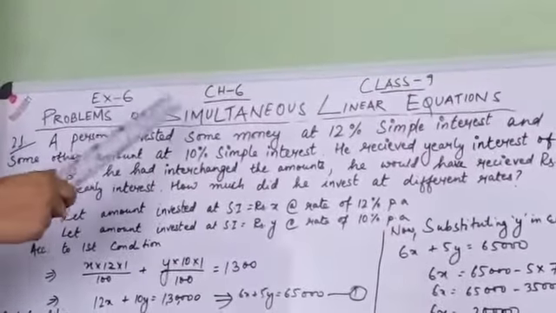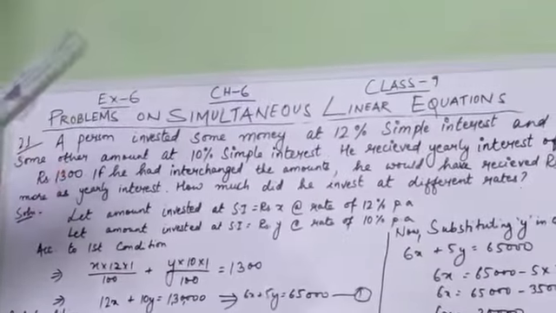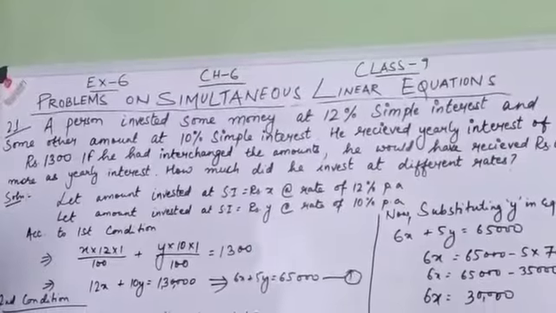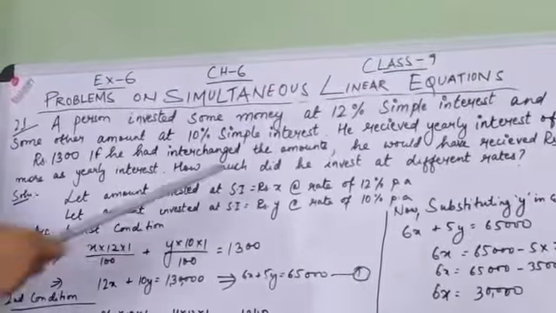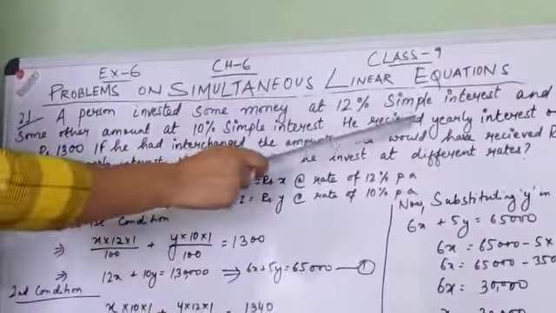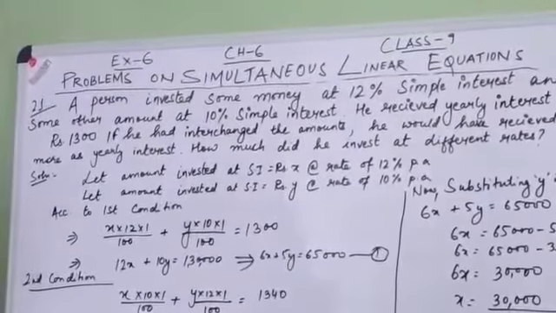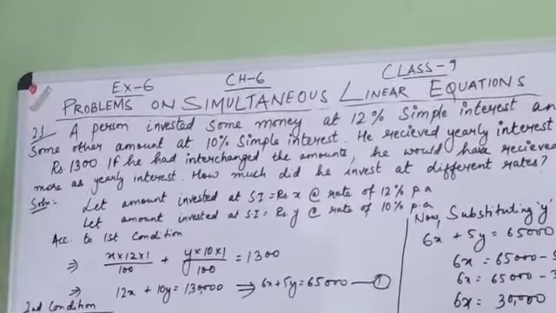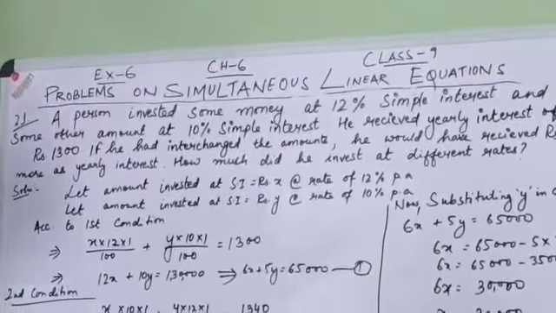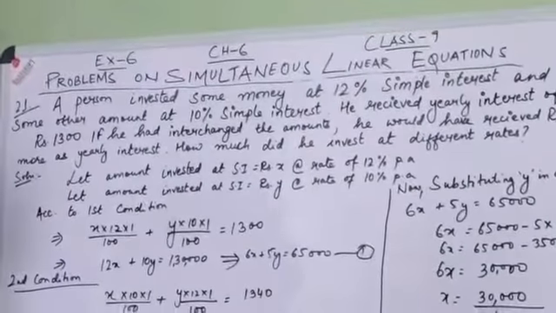And some other amount, so if he has deposited or invested 1000 rupees at 12%, maybe he has deposited 1200 for 10% simple interest. Now he sees that out of the total investment that he has made, he is receiving rupees 1300 at the end of the year as the interest. That means you need to find out simple interest for 12%, simple interest for 10%, and when you add both of them, you get 1300 as your interest for every year.